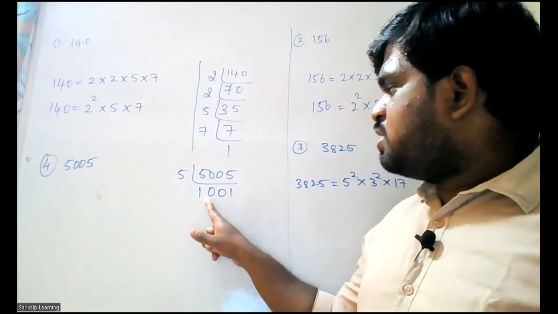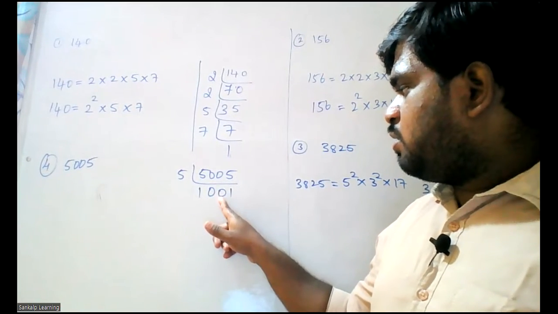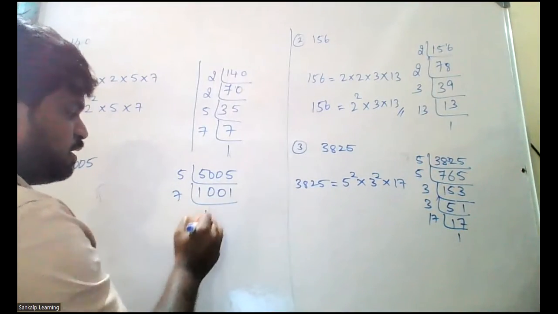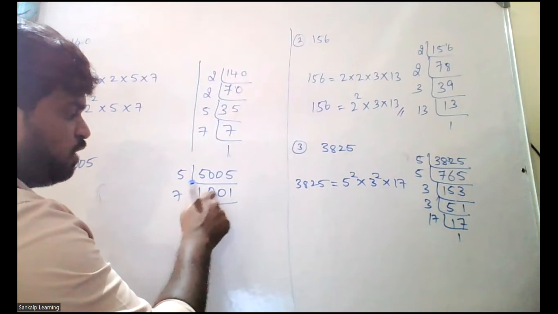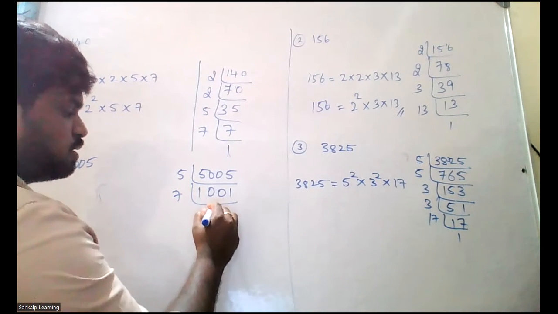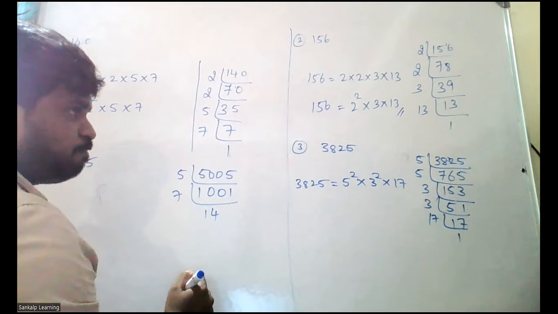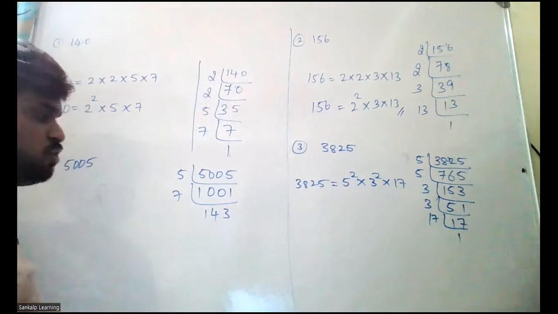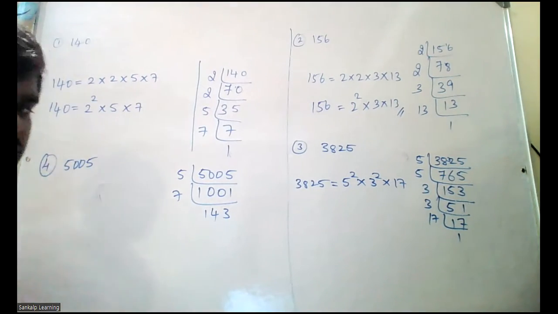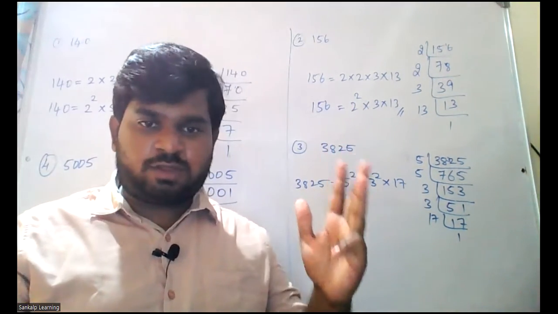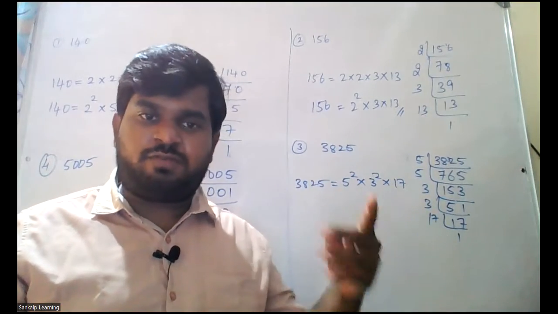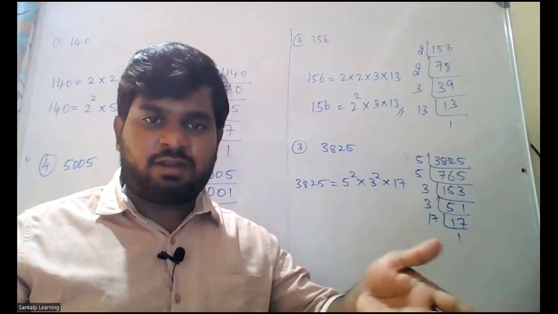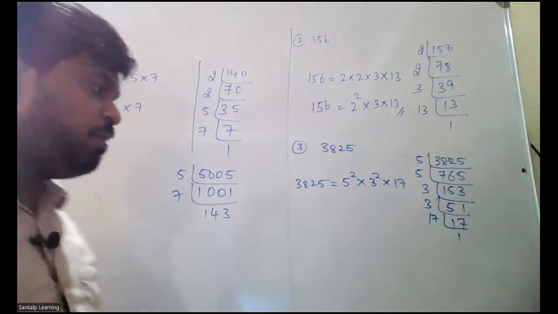So check it out with 7. 7 ones are 7, 7 fours are 28, 2 carried becomes 30. 7 threes are 21, so 143 into 7. Okay, this is how you check. So basically what I did was I checked with 2, not possible, with 3, not possible, with 5, not possible. Then I'll check with 7. If 7 is also not possible, then I would have gone with 11. So order wise, one after the other prime number, you have to check it.